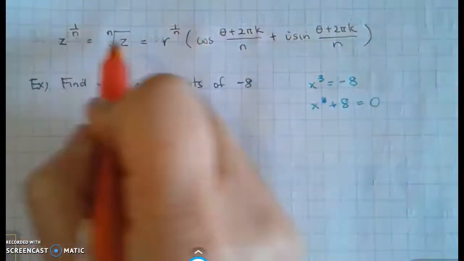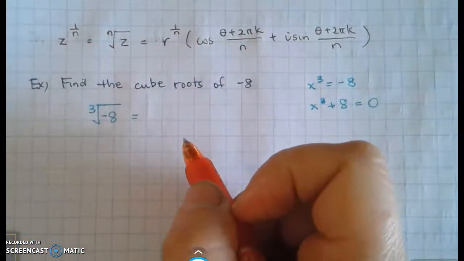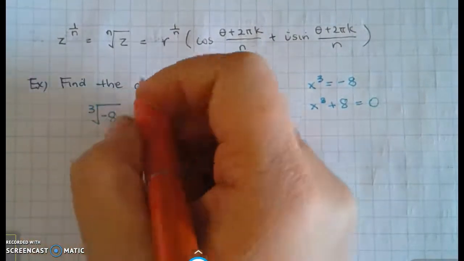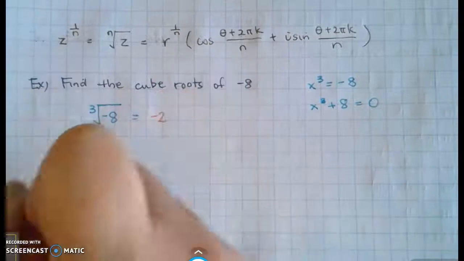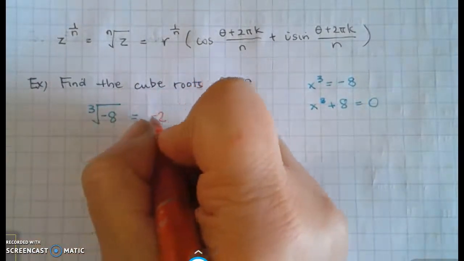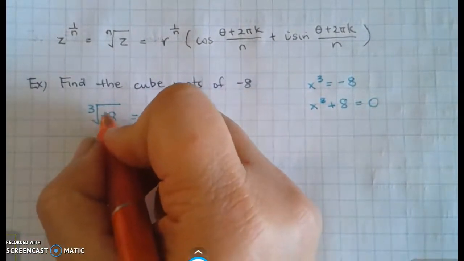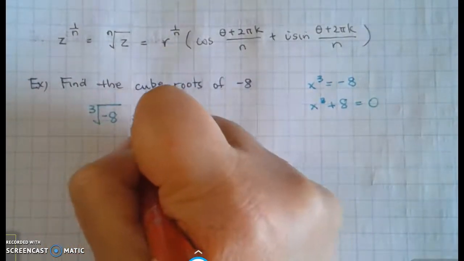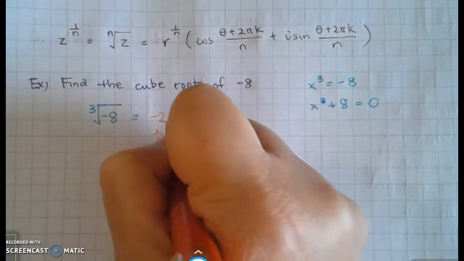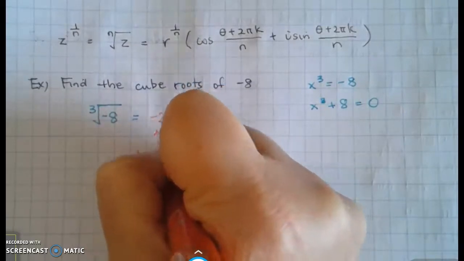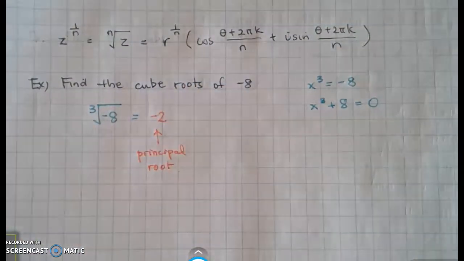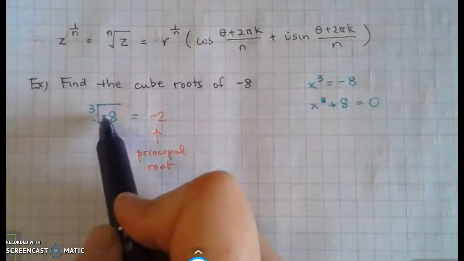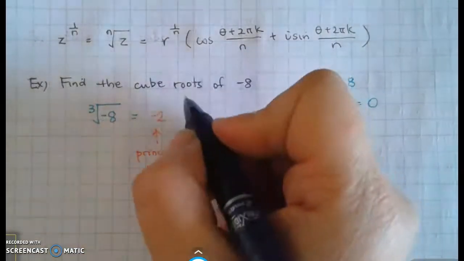I rewrote the formula just so that I can use it easily. So first thing is, from earlier we said that this is -2, right? Because -2 times -2 times -2 is -8. And this is my principal root. But is that the only solution? Are there other numbers that are also going to give me -8 when I multiply them together?